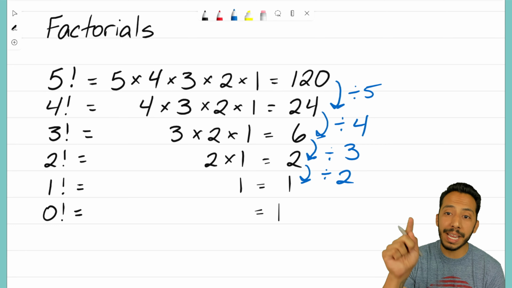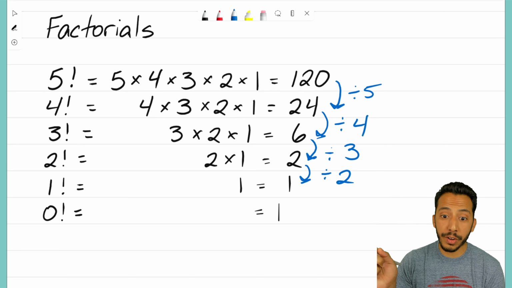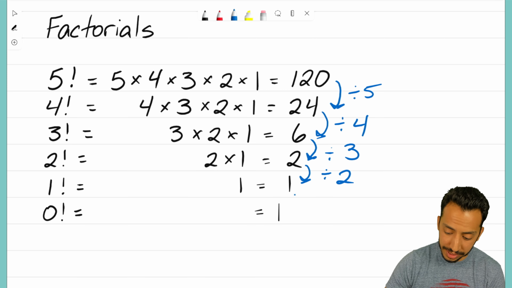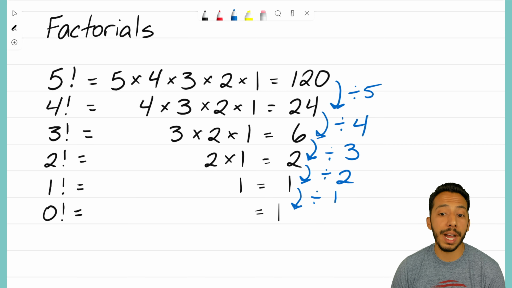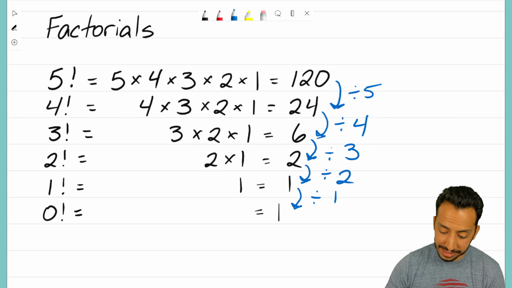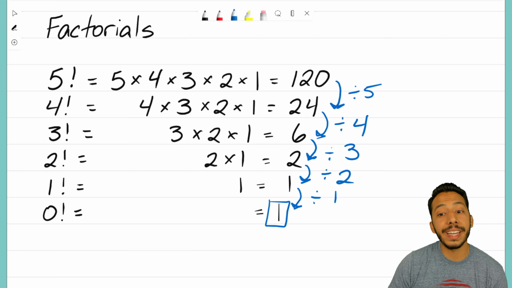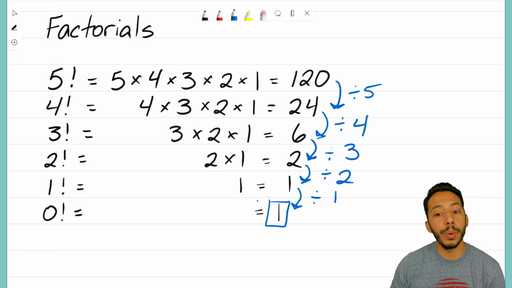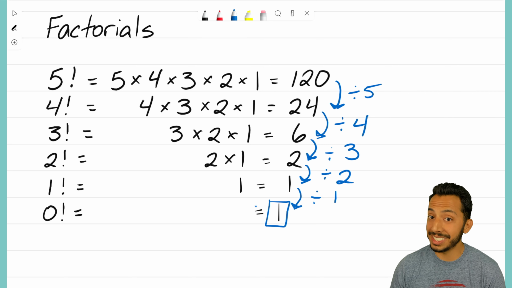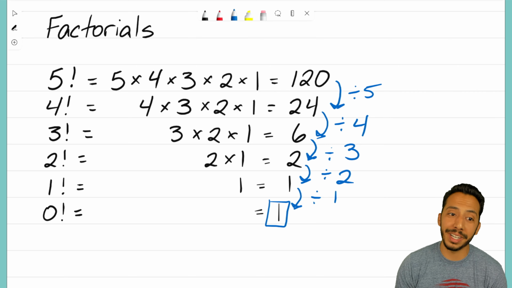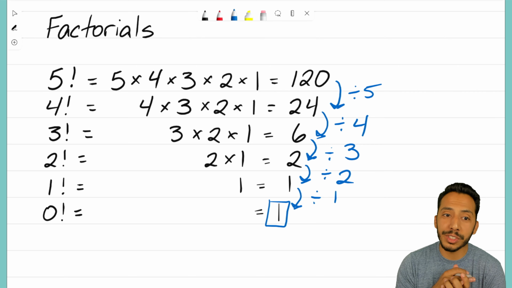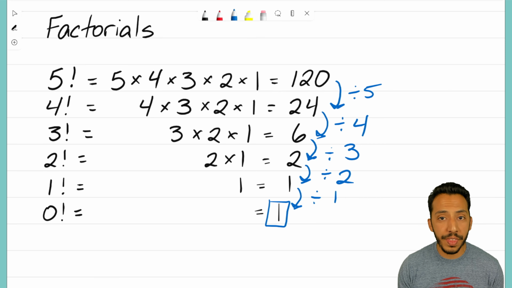To keep this same pattern going, to figure out what the heck 0 factorial is, I have to take 1 factorial and divide it by 1. That is why 0 factorial here is going to equal 1, because if I keep following this pattern, we end up with 1 divided by 1, which is not 0. It is 1. Those are what factorials are. This is a very simple breakdown to what they are.